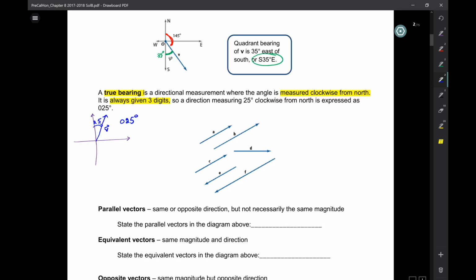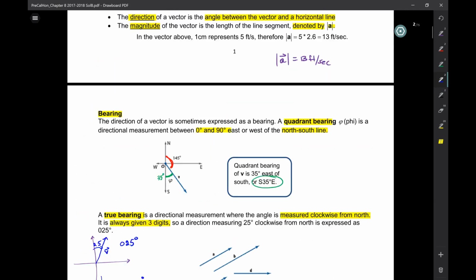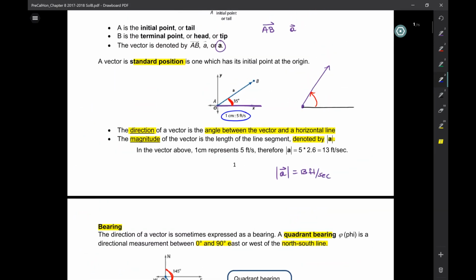Okay? So how would this measure then? What would that be if this is vector V and suppose this is 120 degrees, you just say 120 degrees, right? Okay. We are going to concentrate more on this stuff.